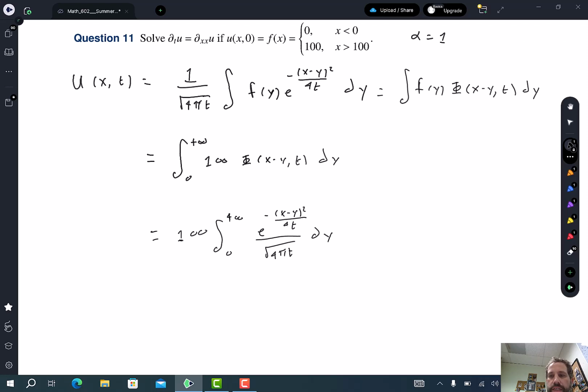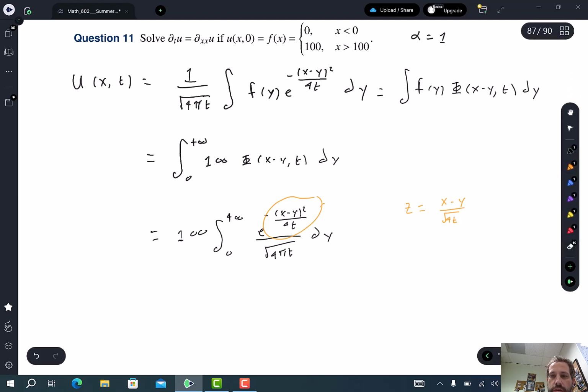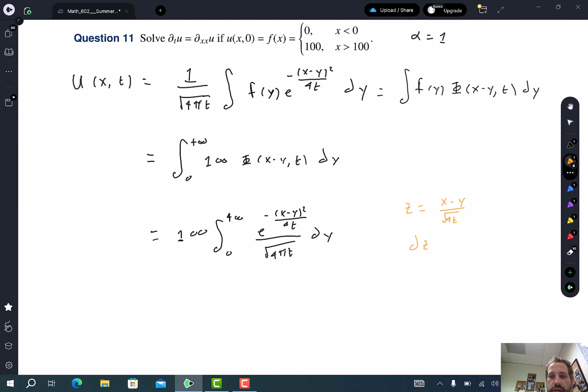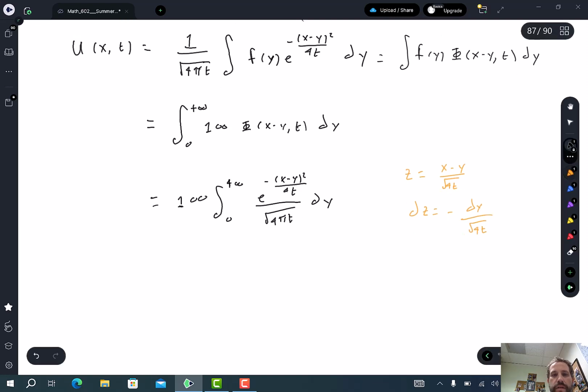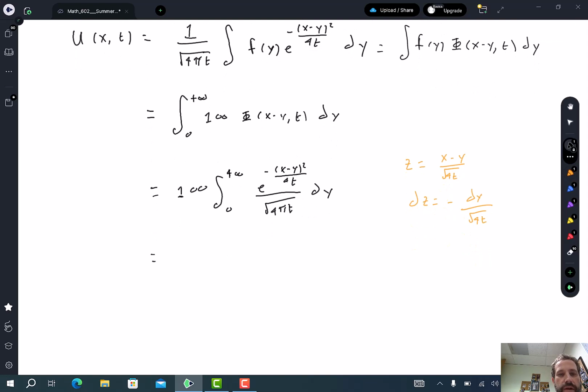Okay, and I'll make a change of variables here. I'm going to say z is equal to x minus y over the square root of 4t. So that way I can just replace that whole exponent with minus z squared. Okay, and if this is the case, then dz is equal to minus dy over the square root of 4t. So now let me make my replacements over here. So I'm going to have 100.